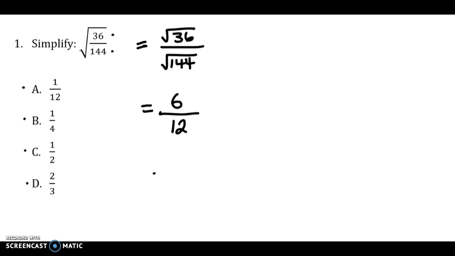To do that, we would divide the top and bottom by the greatest common factor, which we can see to be 6. So 6 divided by 6 is 1, and 12 divided by 6 is 2. So we have our answer, which is C.